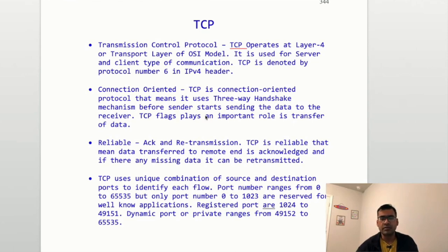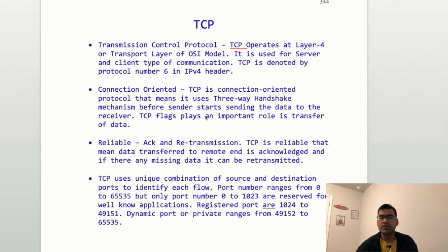Reliable. This is a reliable protocol. That means there is some form of acknowledgement going on, and if data is lost during the transfer, the retransmission facility is also there. So TCP is a reliable protocol.